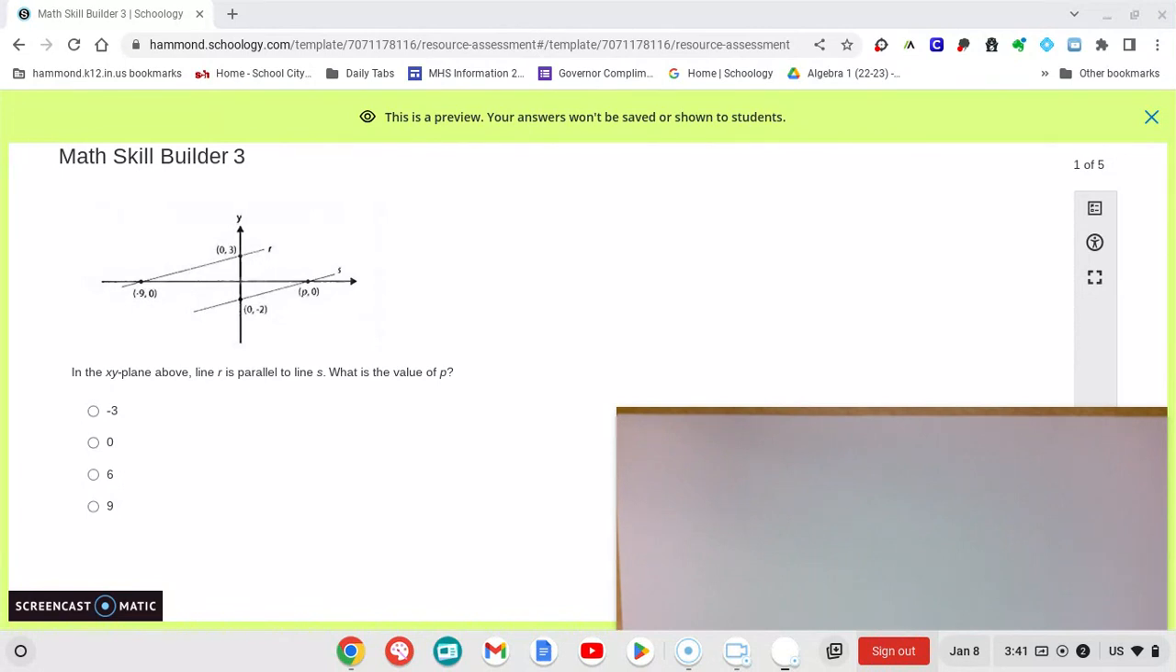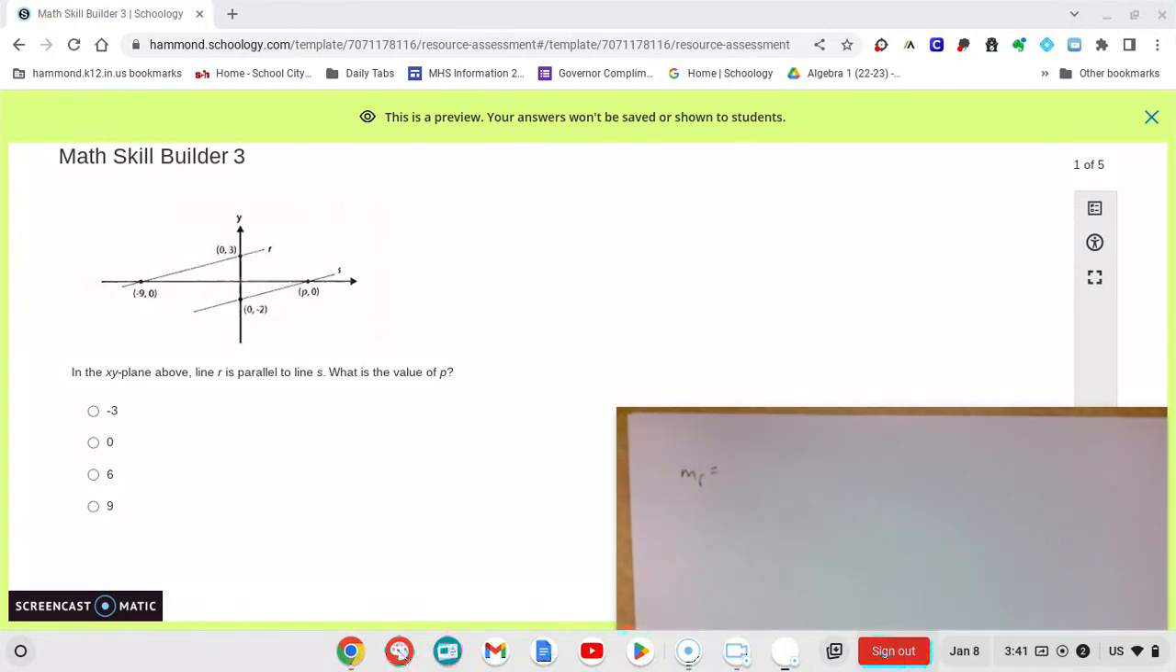Well, let's think about what we know from the problem. We're told the two lines are parallel. In the coordinate plane, if two lines are parallel, their slopes are equal to each other. So we need to know what is the value of P that will make the slope of line S equal to the slope of line R. Well, we have 2 points on line R, so let's see if we can determine what that slope is. So we know for any slope, I'm going to take the two y coordinates and subtract them.